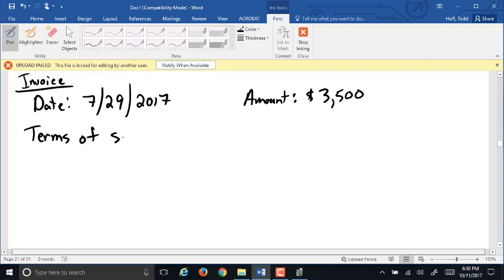Our terms of sale. This is what I said was going to be the big thing on the invoice. We're going to start out simple on the terms of sale. The two things that are always listed in the terms of sale are, and I'll define them in a little bit, a discount period and a credit period.